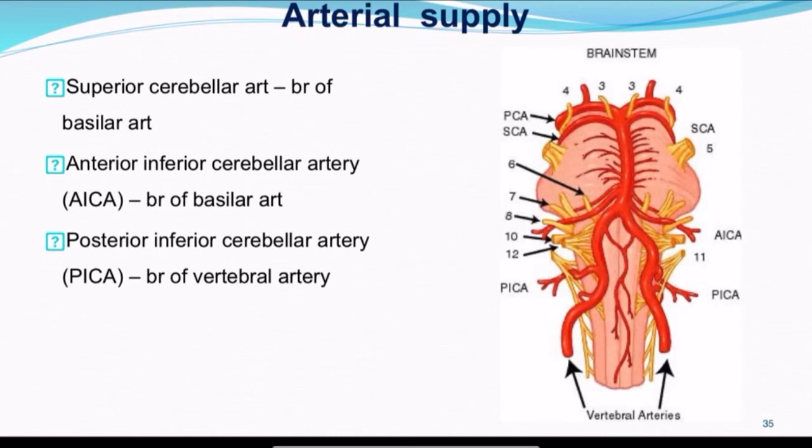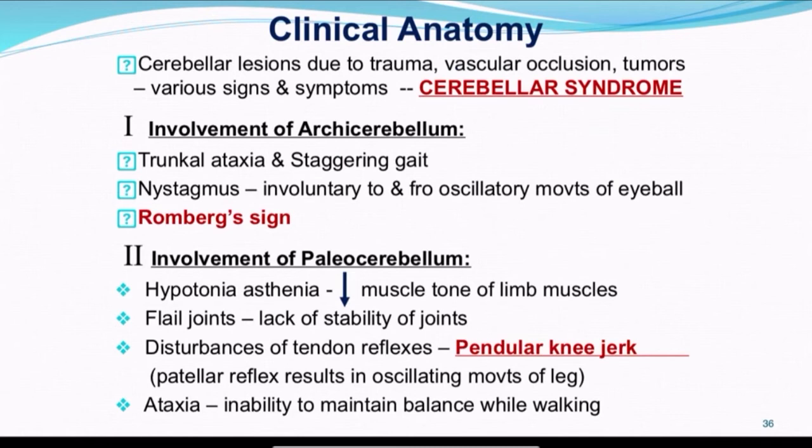The veins will be accompanying these arteries. Nothing special to mention about the veins. Moving on to the most important and very interesting part of today's session, that is clinical anatomy. Cerebellar lesions can be due to trauma, vascular occlusion or tumors, which will result in various signs and symptoms known as cerebellar syndrome. If there is involvement of the archicerebellum, what is the function of the archicerebellum that we studied? Equilibrium or balance.